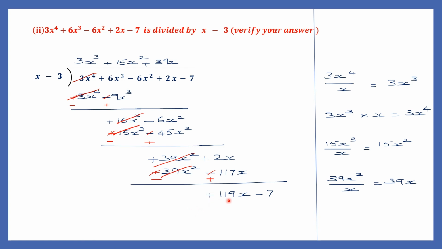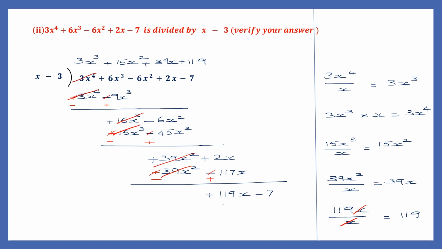Again, take the first term of the dividend divided by the first term of the divisor. So that is 119x divided by x. Now here the x will get cancelled. So what do we have? 119, which we can write here. So that is plus 119. Now we have to multiply 119 by x minus 3. So 119 into x will give us 119x, which we will write here.